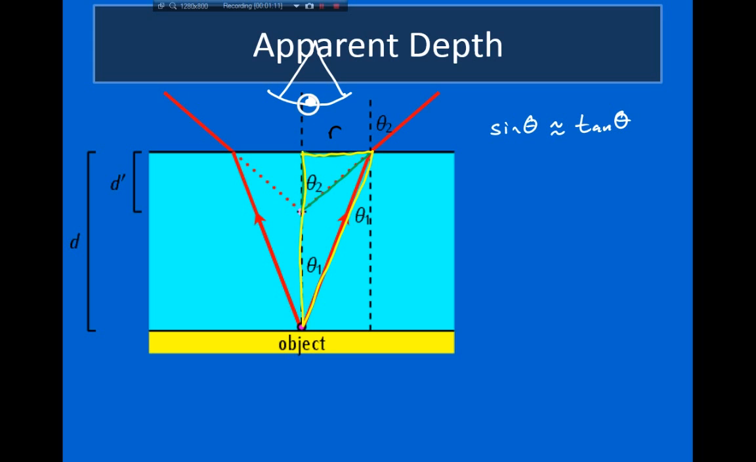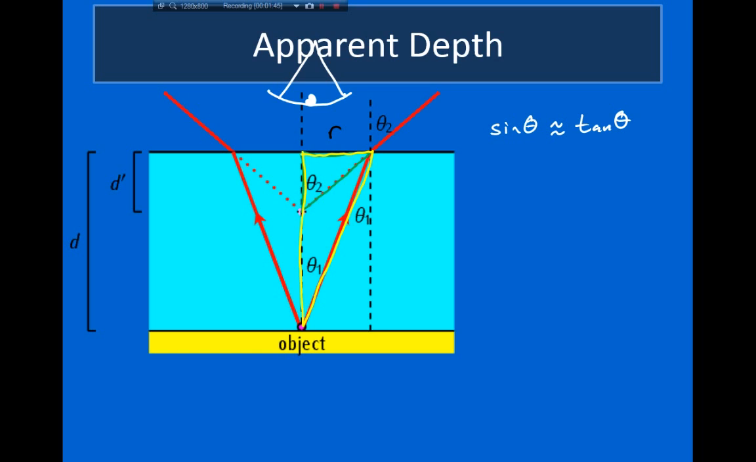Well, all of the light that's scattered from this object that eventually reaches your eye, all of those angles must be really, really small in order to get into your eye. Basically the reason for this is that the diameter of your eye is much, much smaller than the distance between the object and your eye. So all of these angles have to be really, really small compared to these distances here. So we can actually use this approximation of sine of theta is approximately equal to tangent of theta.